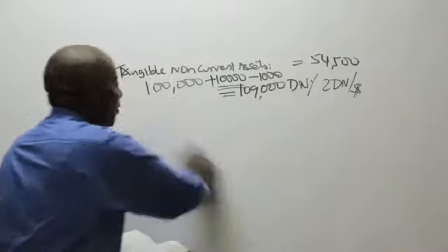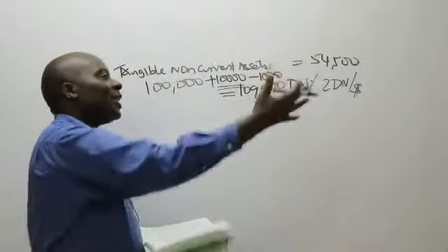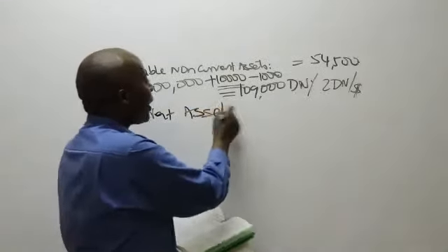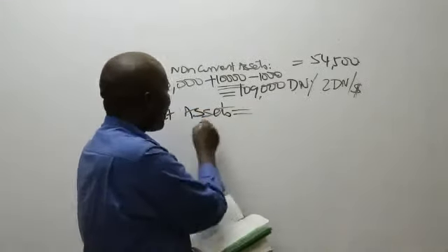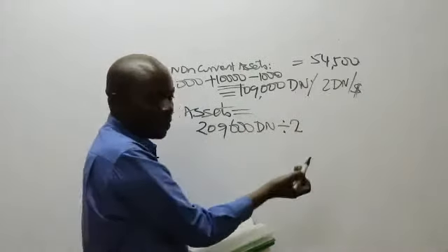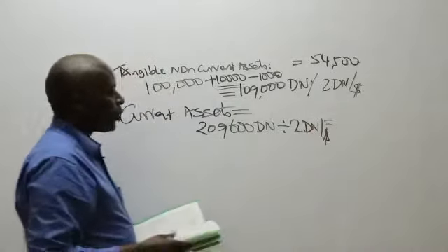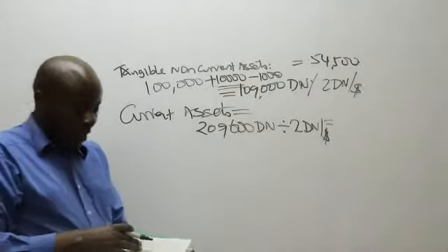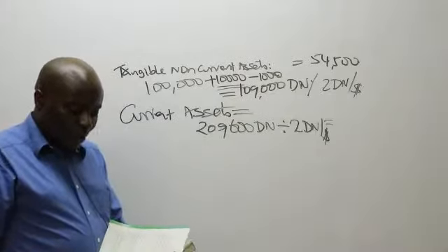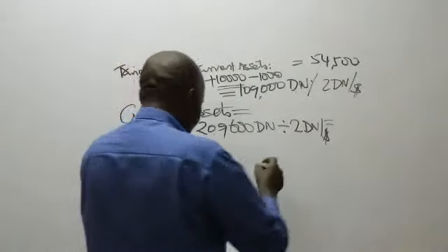These are frameworks. I'm just translating the assets of the foreign subsidiary to my home currency. So the current assets, I can see a figure of 209,600. So 209,600 DNs, I'm translating this using the 2. So divide by the 2 DN per dollar. So at the end of the day, I should be able to get how much? Somebody talk to me, please. 104,800. Thank you very much.